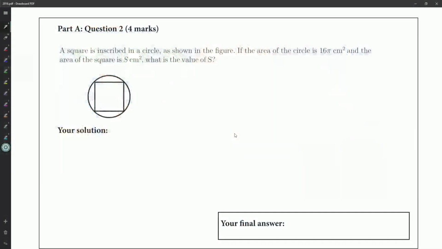Root Beer here, looking at question A2 on our 2016 Canadian Open paper. So let's take a look at this little question. Hopefully it'll be nice. Hopefully it won't be too hard. It is of course worth only 4 marks.